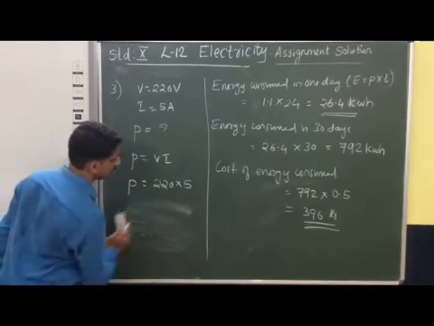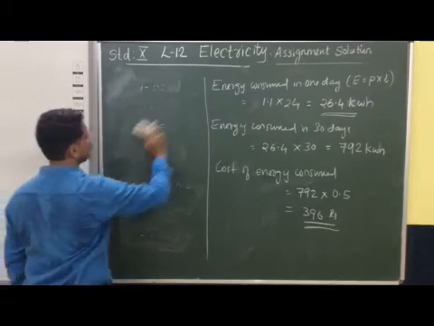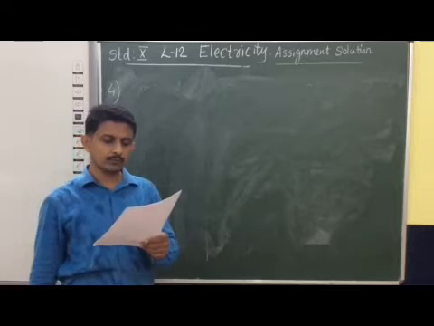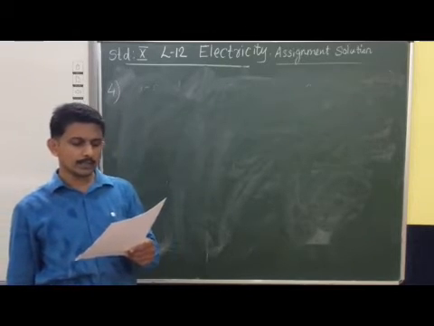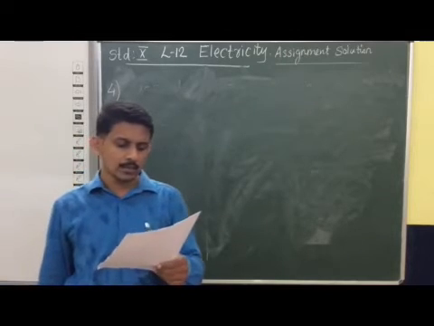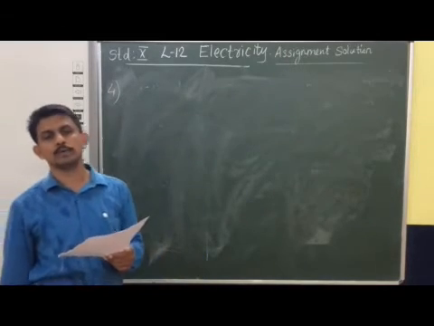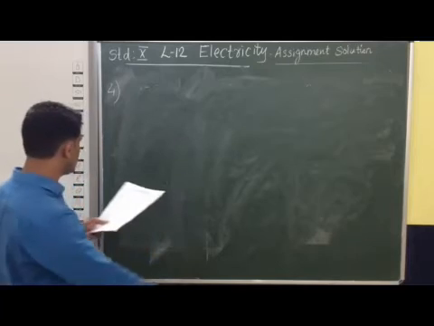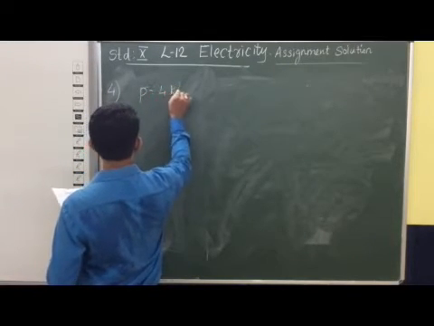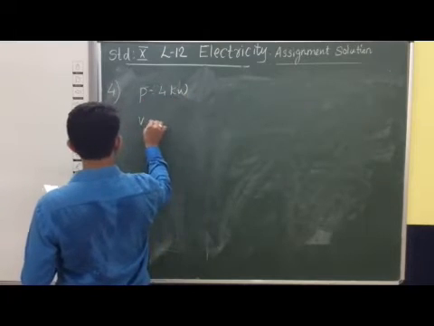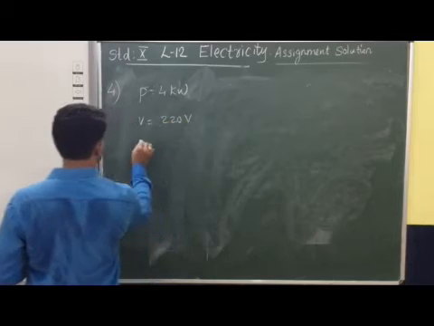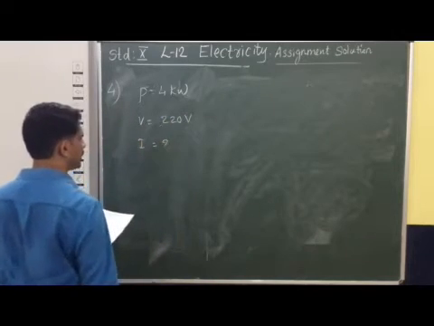Now we will consider question number 4. For a heater rated at 4 kilowatt and 220 volt, calculate the current, the resistance of the heater and the energy consumed in 2 hours. Power is given, that is 4 kilowatt, and voltage is also given, that is 220 volt. So we have to calculate the current I.